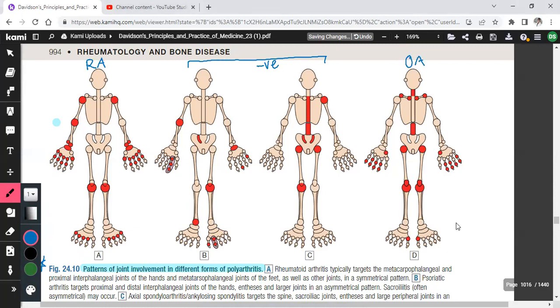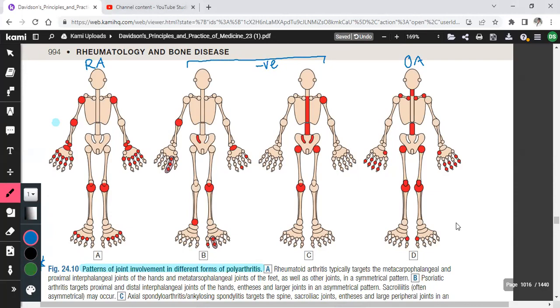So let's start with rheumatoid arthritis, the classic arthritis of all. In rheumatoid arthritis, the word to memorize is that the arthritis is symmetrical. You see there is symmetrical involvement of both sides, of hands and of legs. There is involvement of both small and large joints, and involvement of both upper limbs and lower limbs.